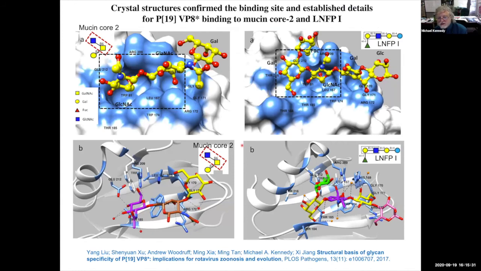So we were fortunate enough to also be able to solve the crystal structures of both the mucin core 2 structure and the secretor positive structure, and those crystal structures are shown here. And what we see primarily, in the dashed box here, is that the primary part of the glycan which is common to both of them and is responsible for binding is this section, the disaccharide H-type 1 precursor. And so that seems to form the main interactions with the binding site in both cases.